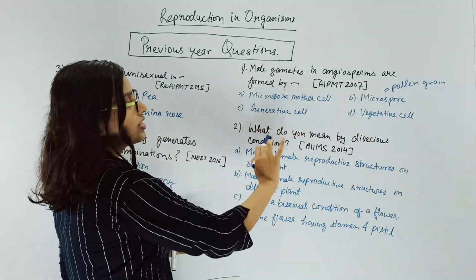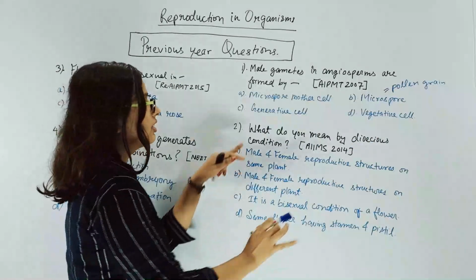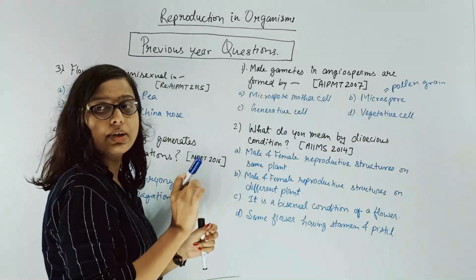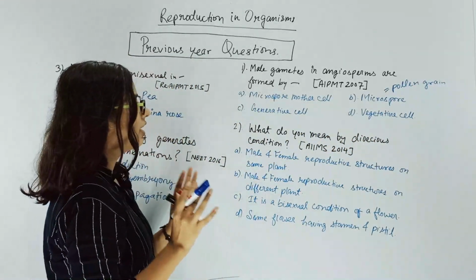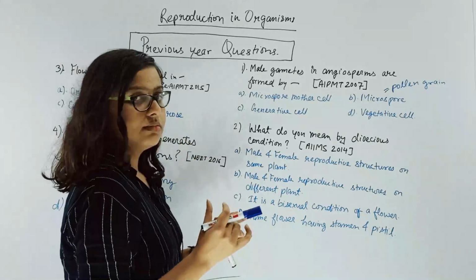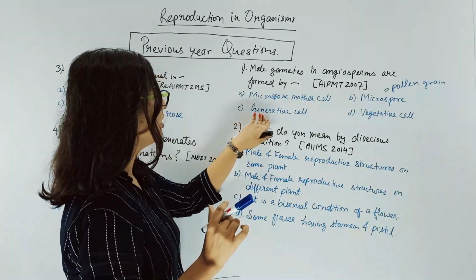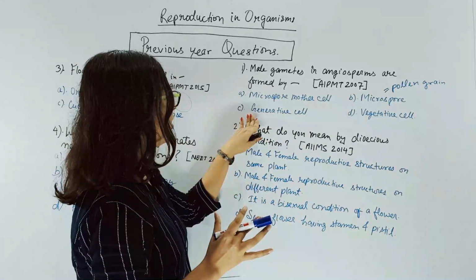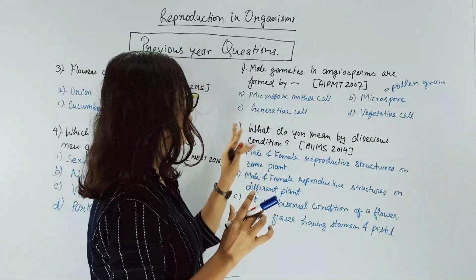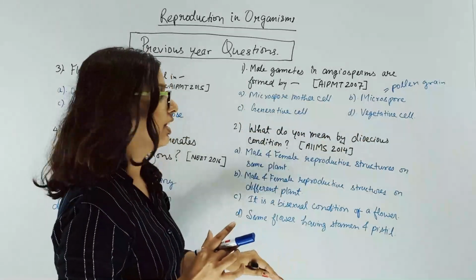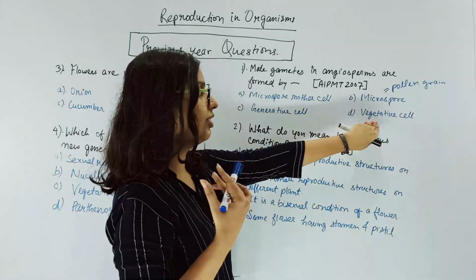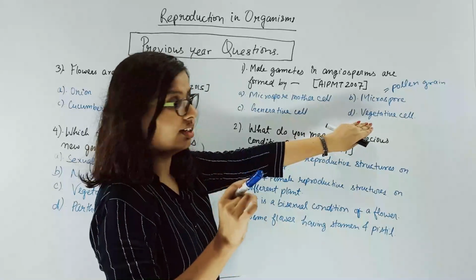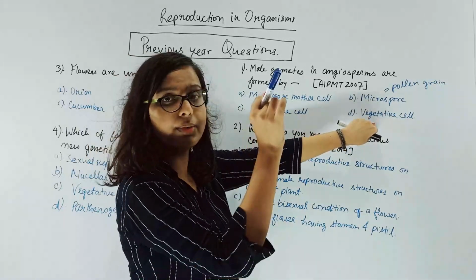Third option is generative cell. Fourth option is vegetative cell. This thing you will get to know in the next chapter, which is particularly based on the reproduction in flowering plants. But right now I want to tell you that inside one pollen grain, during the formation of basically the male gamete, two types of cells are formed. One is the generative cell, the other is the vegetative cell. So what does the vegetative cell do? The vegetative cell helps in the formation of the pollen tube.